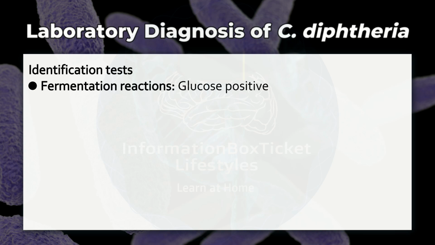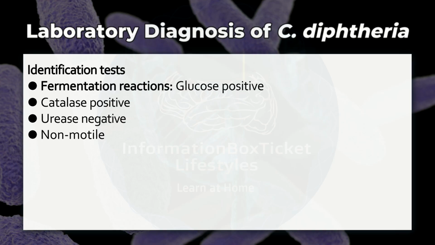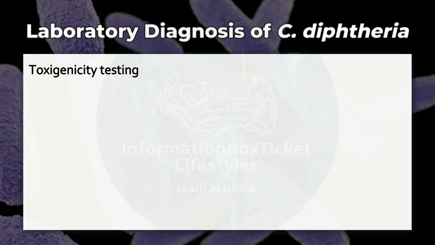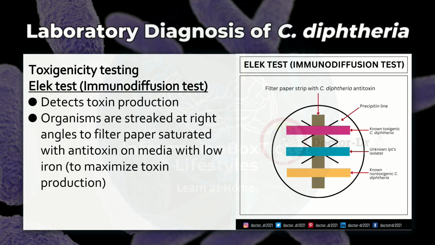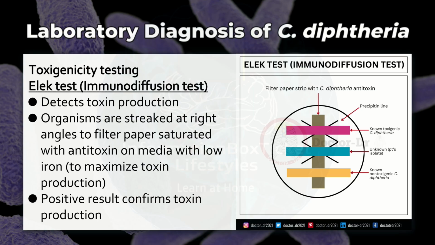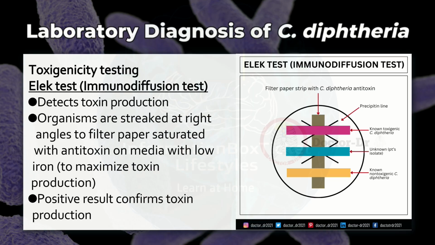Glucose positive, catalase positive, urease negative, non-motile. Toxigenicity testing: the Elek test, an immunodiffusion test, detects toxin production. Organisms are streaked at right angles to filter paper saturated with antitoxin on media with low iron to maximize toxin production. A positive result confirms toxin production.